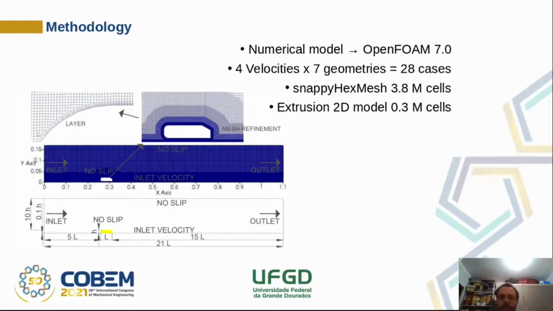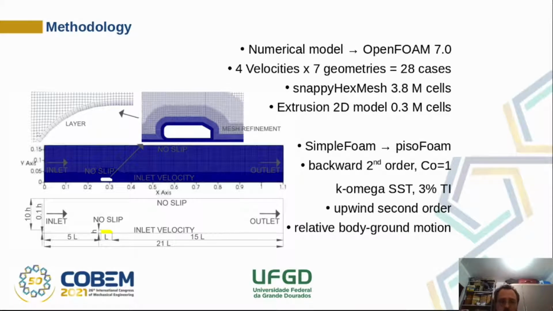We decided to use a 2D model by extruding the front patch of the 3D mesh. So we had the 2D model with 0.3 million cells, which was much lighter. Our model is a transient model, and we use the transient solver, which is PISO form. The initial condition was actually calculated using a steady state solver, which is the SIMPLE form. So we used the result from the steady state problem as the initial condition for the transient problem.